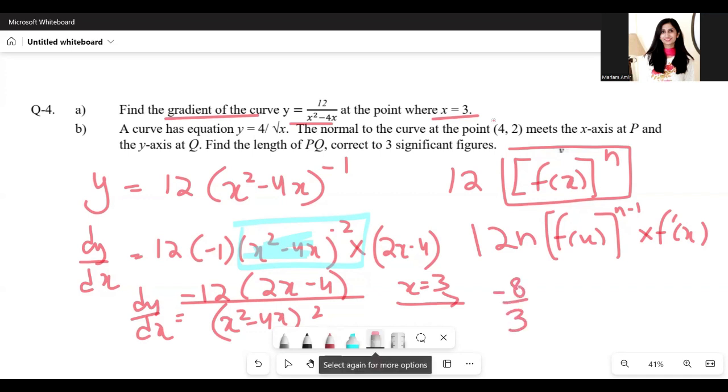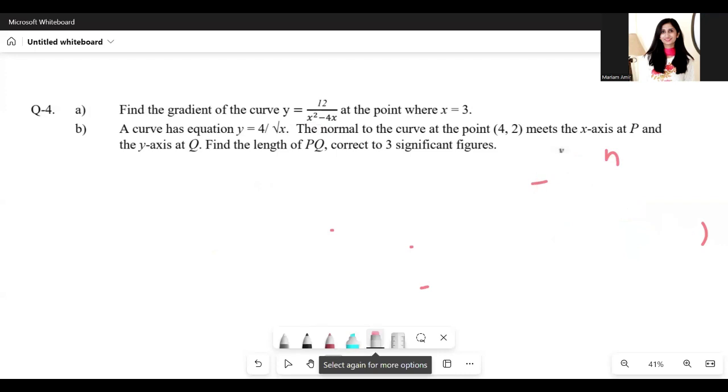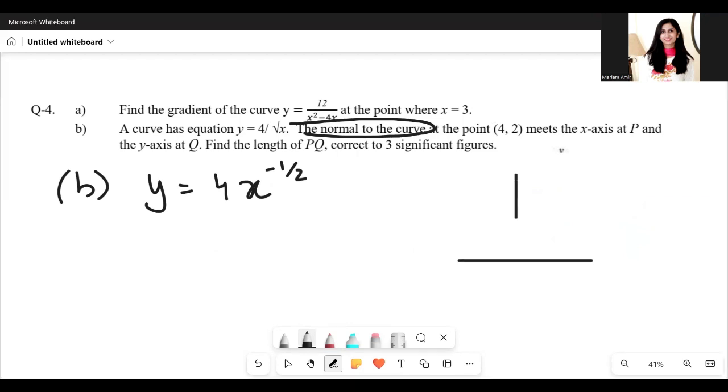Okay, now let's do part B. A curve has this equation, y equals 4 upon square root of x. I'm writing it as x to the power minus half because when it comes up, the power half becomes negative half. The normal to this curve. So there's a curve. I have no idea what it looks like. Let's assume it looks something like this.